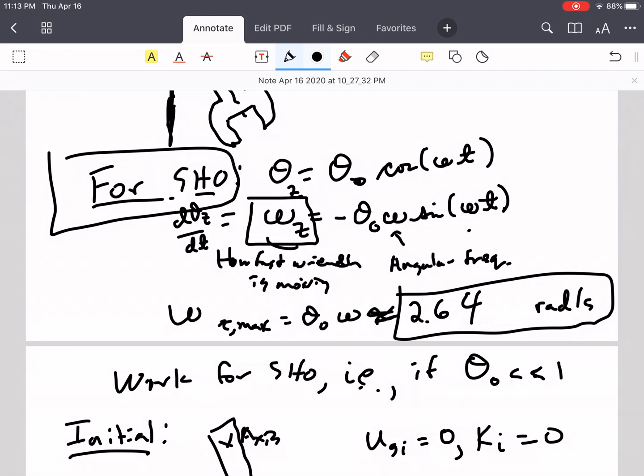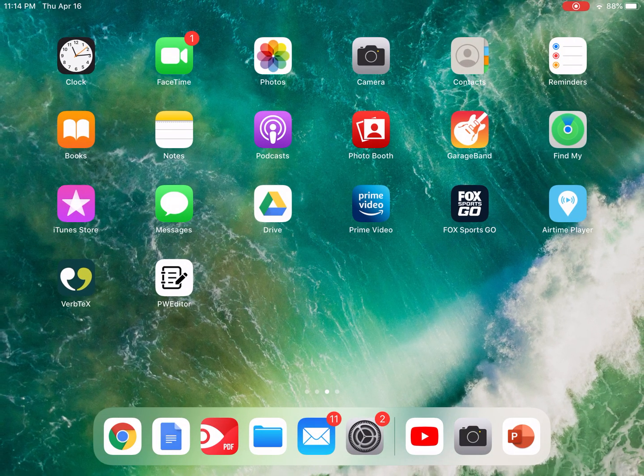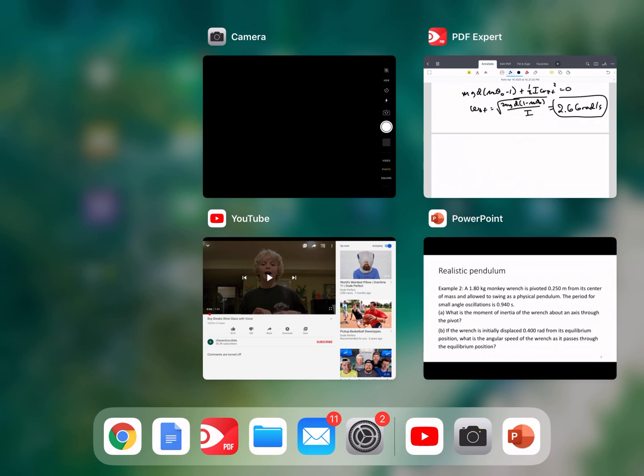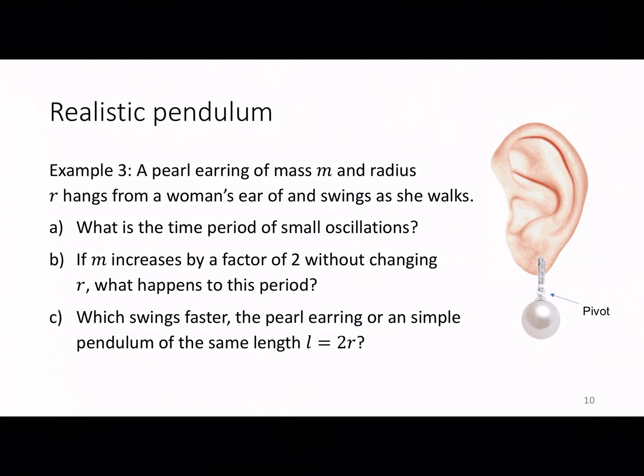You could try this again with something like a 90-degree angle. Theta 0 is equal to pi over 2, and then you'll see that you're way off. So if I don't say the word small angle, you want to be a little careful and not use a small angle approximation. But most of the time we will keep to a small angle approximation. That'll be pretty safe. All right. So that is the physical pendulum. Big thing to remember there again is energy is conserved, just like every other example of harmonic oscillation we're going to talk about today. So we're going to do one more example of a physical pendulum.